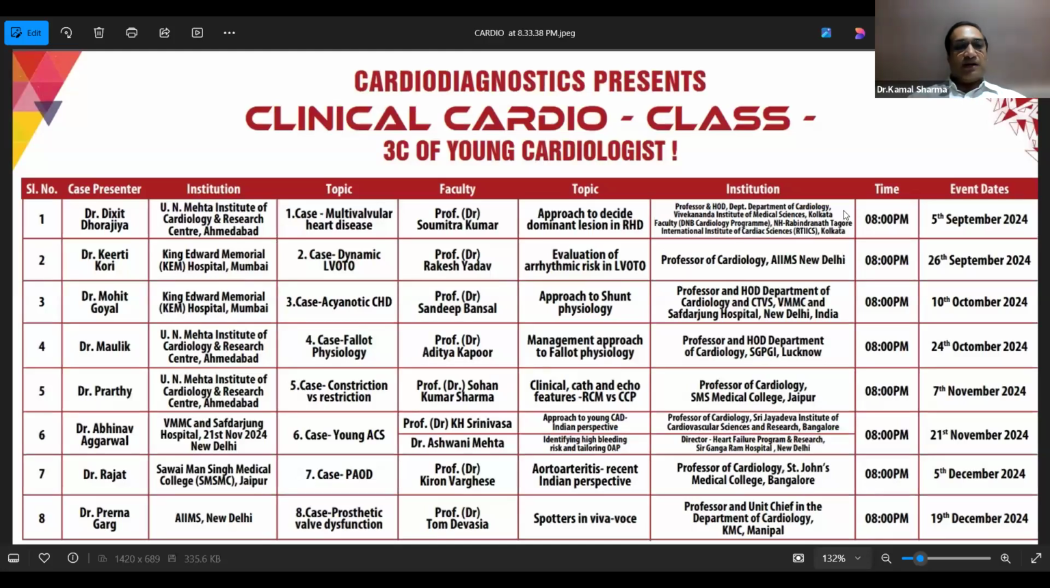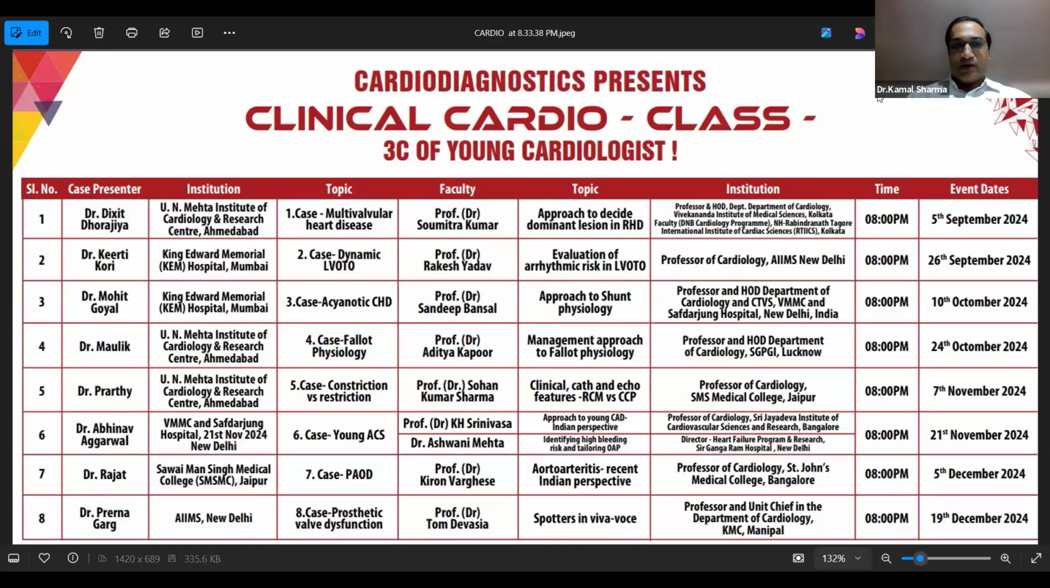So our next presentation in this clinical cardio class is going to be presented by Dr. Kriti Kori from KEM, and Dr. Rakesh Yadav from AIIMS, Professor of Cardiology, is going to take us through a topic on evaluation of arrhythmic risk in LVOT. Dr. Rakesh Yadav specializes in EP as well. So he is going to be evaluating that. And this is on 26th of September.